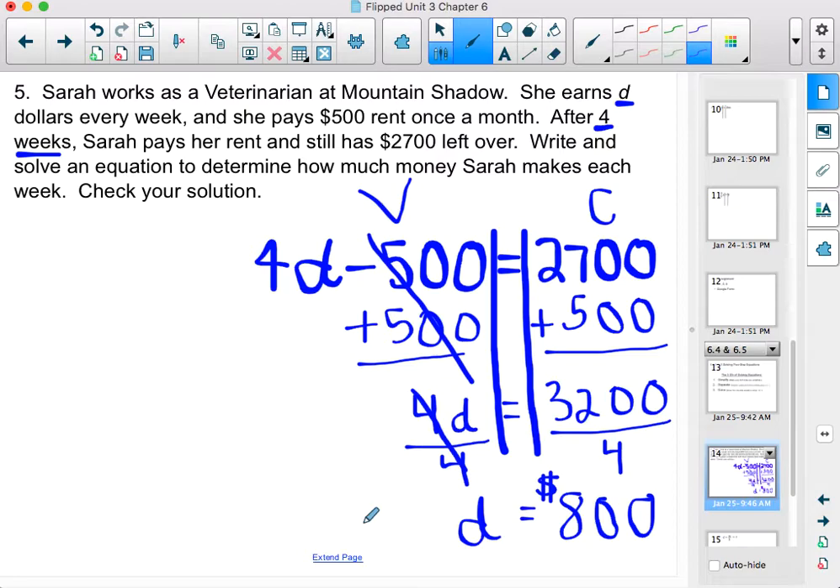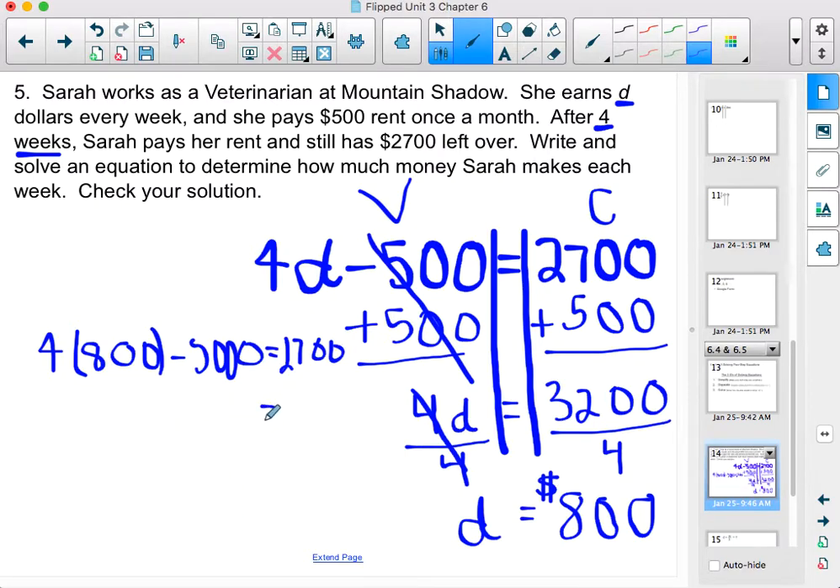We want to make sure that our answer is right, so we will check it. We will check it over here, and we will substitute the 800 in for D. So 4 times 800 minus 500. And we're hoping that that equals 2,700. I'm kind of running out of room here. 2,700. So our job is to simplify both sides of the equal sign.